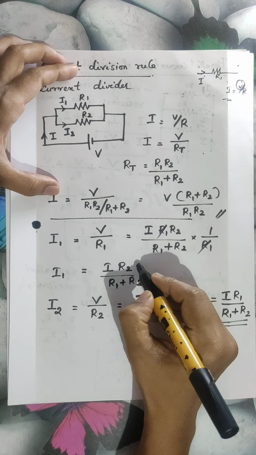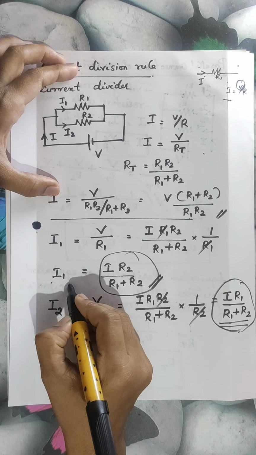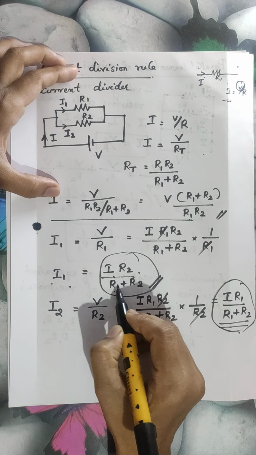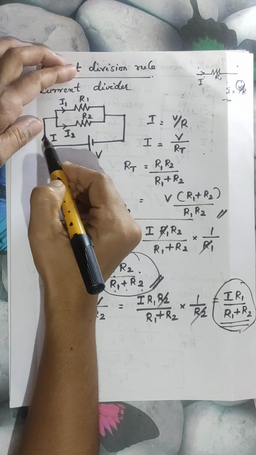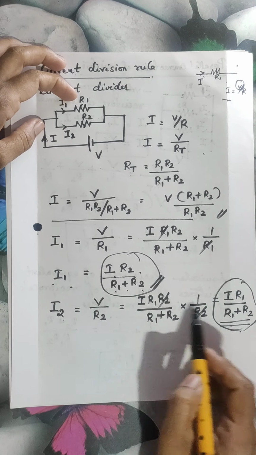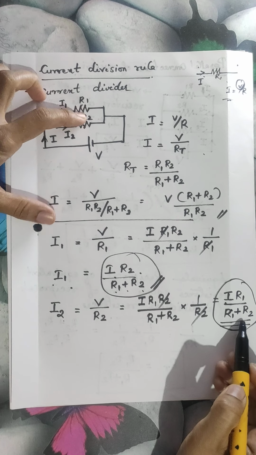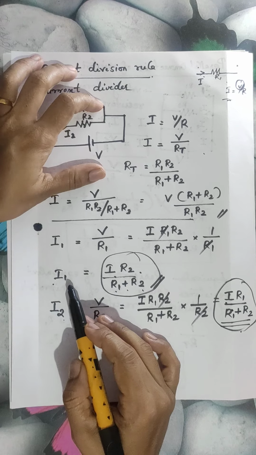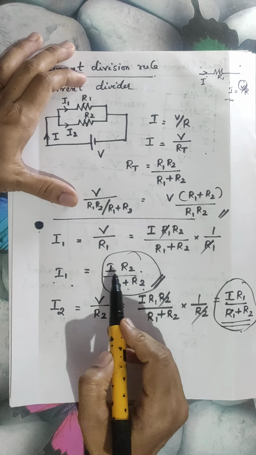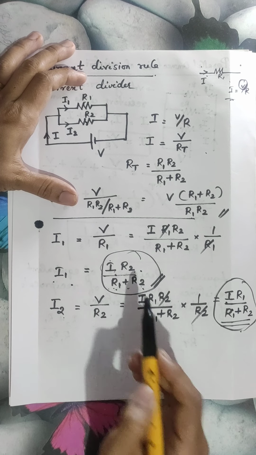Okay. So now let us examine these two equations. When we calculate I1, it is equal to total current into R2 divided by R1 plus R2. So I1 is the total current into R2 divided by R1 plus R2, and I2 is the total current I into R1 divided by R1 plus R2, or we can generalize it as the current flowing through a resistor or a branch is equal to the total current into opposite branch resistance divided by sum of resistances.